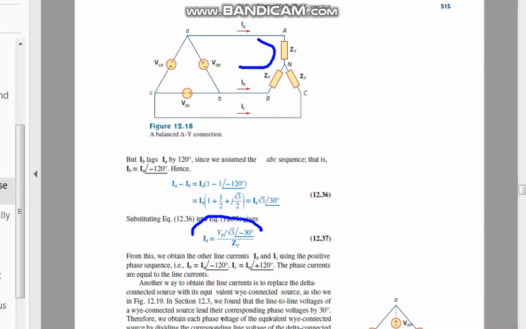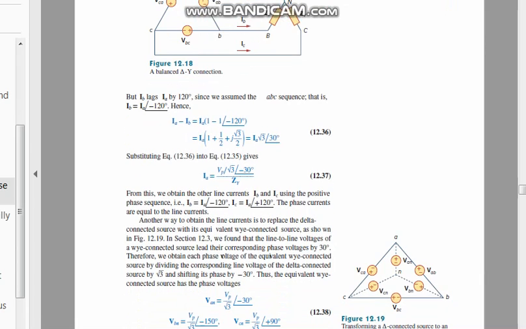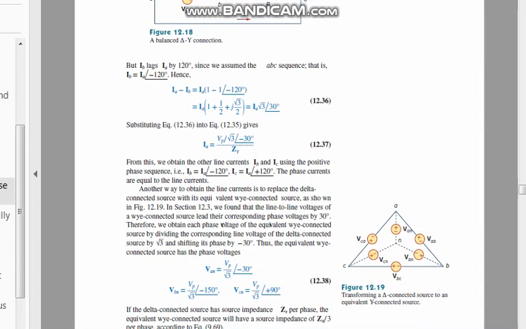And then this equation forms: Vp divided by root 3 at minus 30 degrees over Zy. You can get the IA line current from this equation. And similarly, IB will be at minus 120, IC will be at plus 120 if it is positive sequence. So that is going to be the factor. Another thing is that for the equivalent Y connected source, the phase voltages are Vp divided by root 3 at minus 30 degrees.